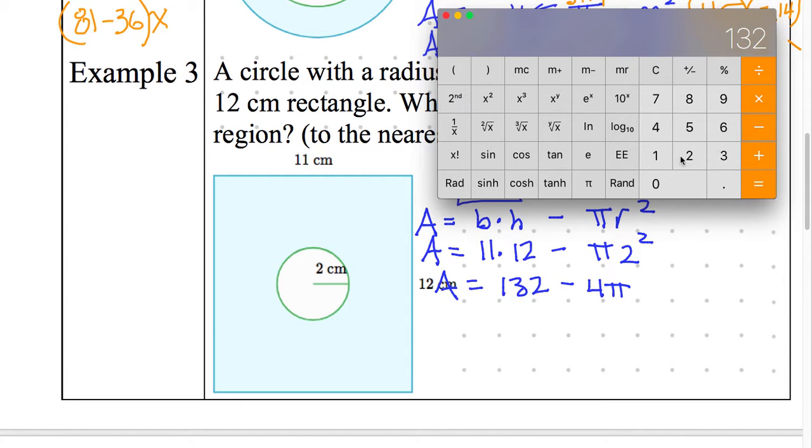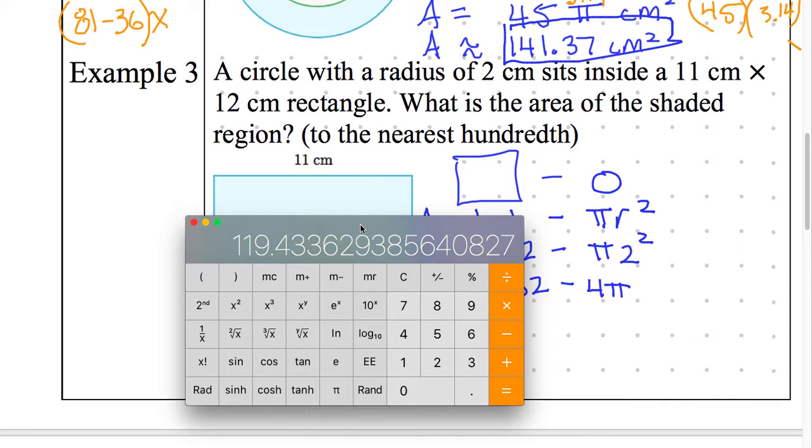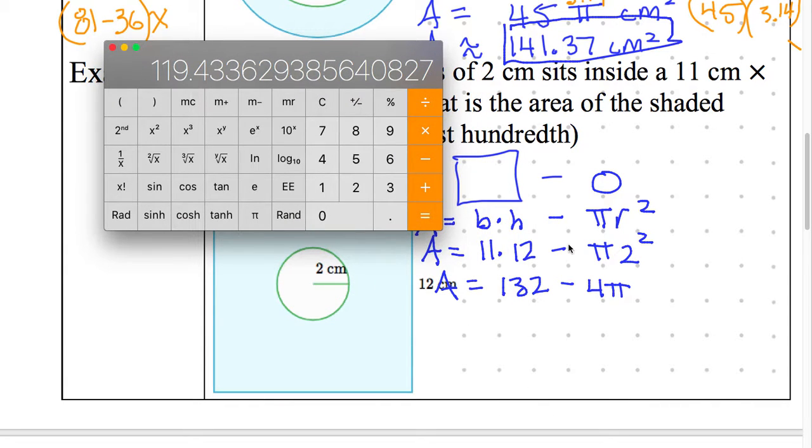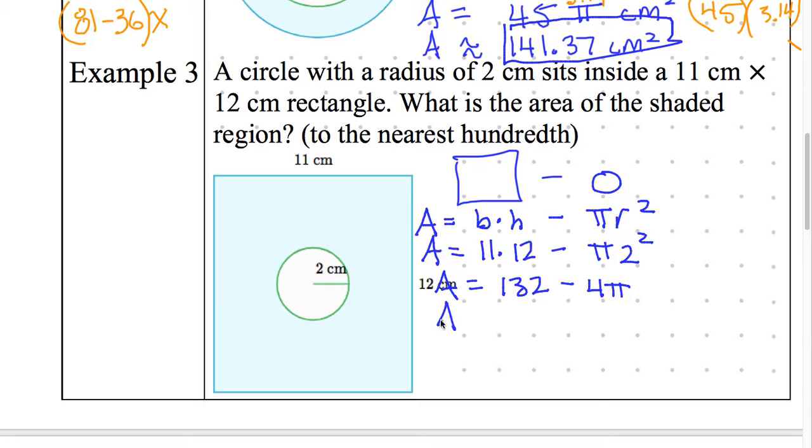132 minus 4 times pi, and I get 119, and I'm rounding to the nearest hundredth. That means 2 decimal places. 119.43 is the answer. So area is equal to 119.43 centimeters squared. Box the final answer.